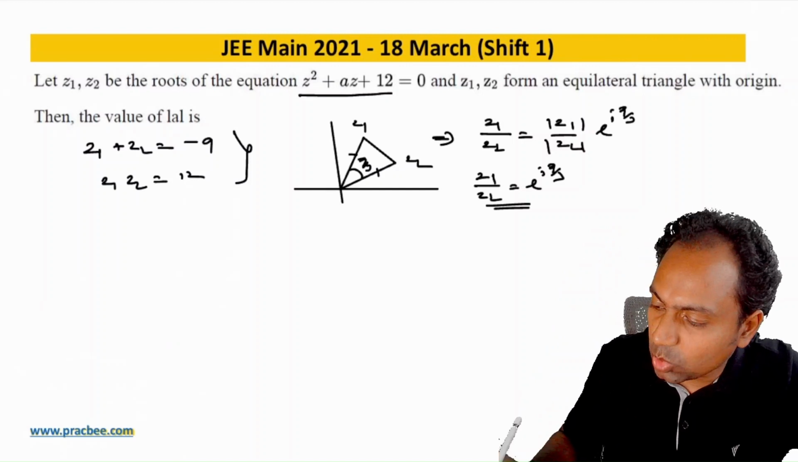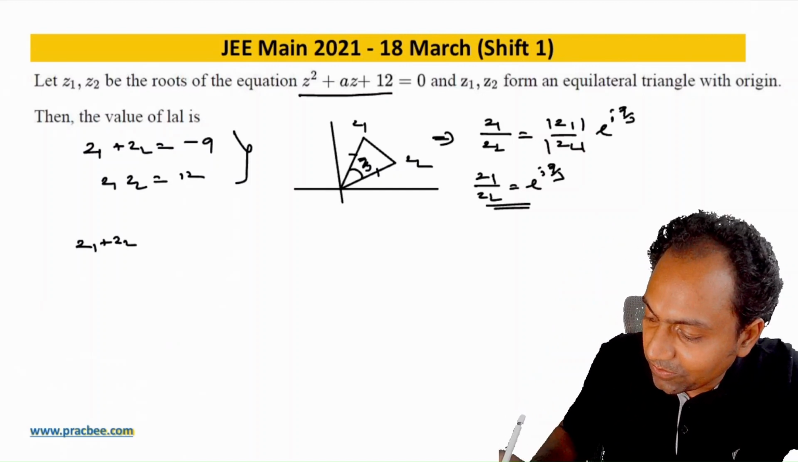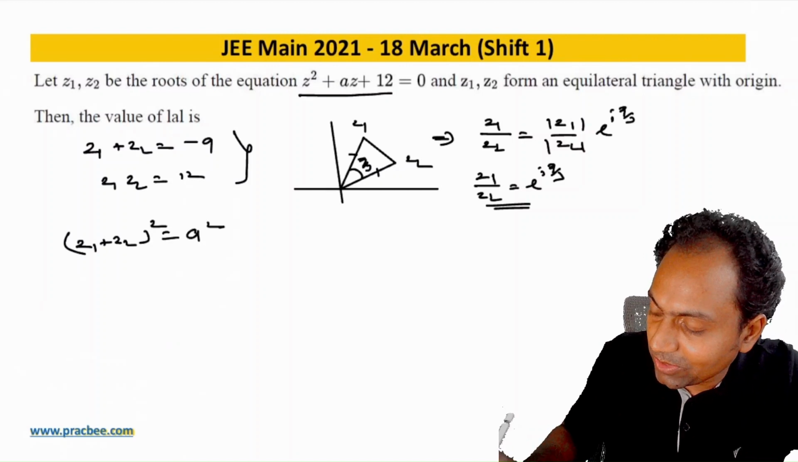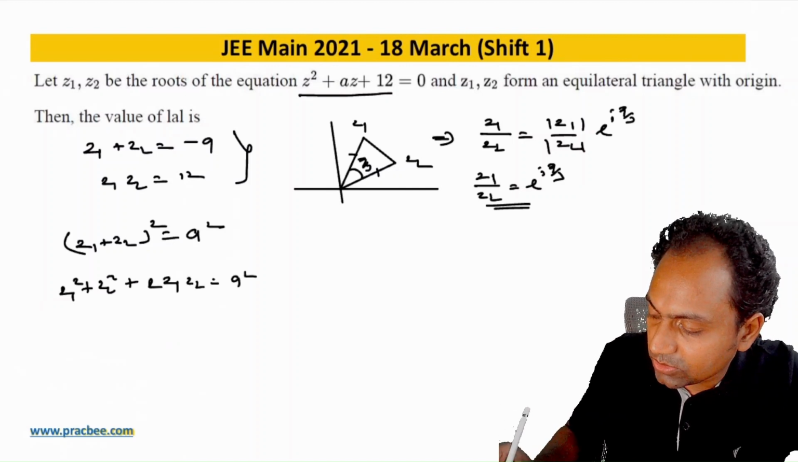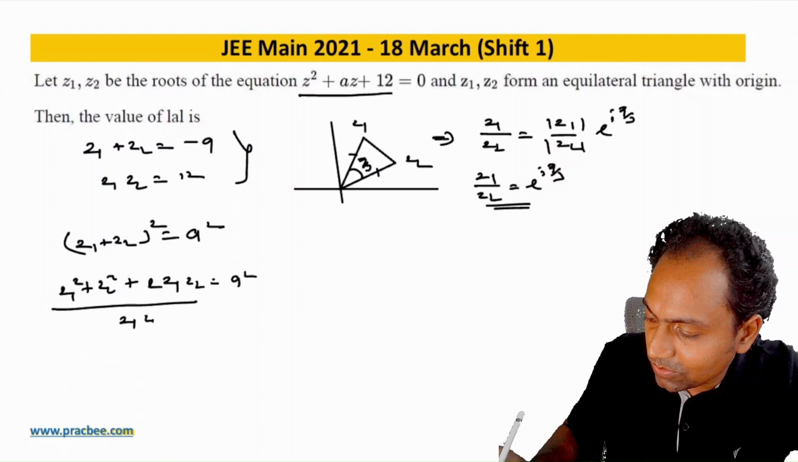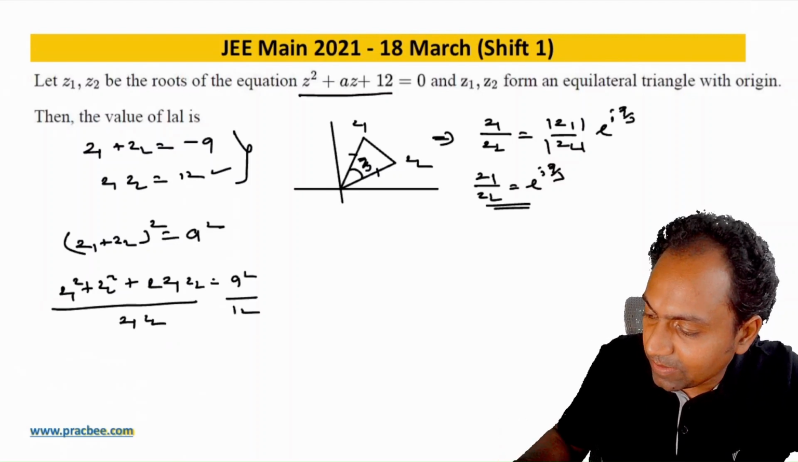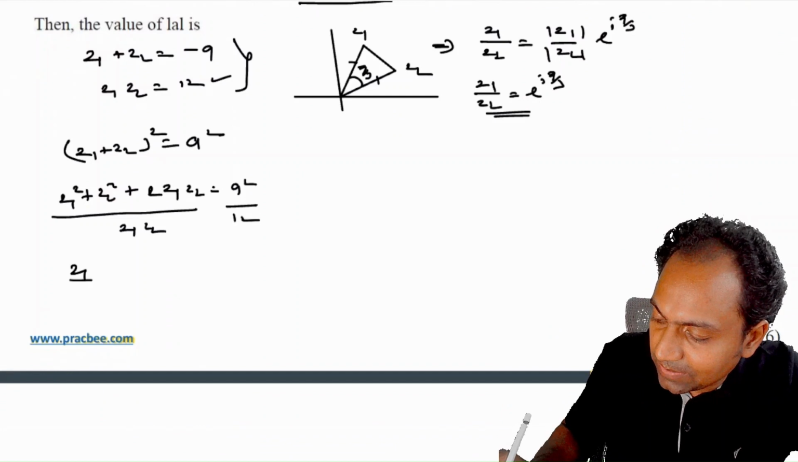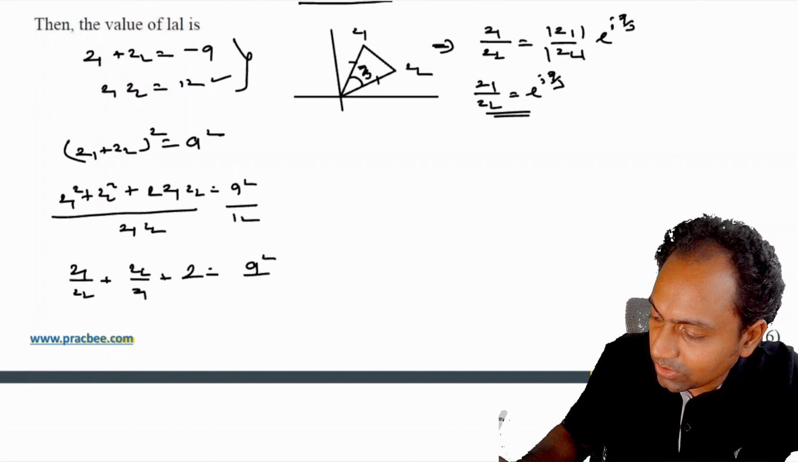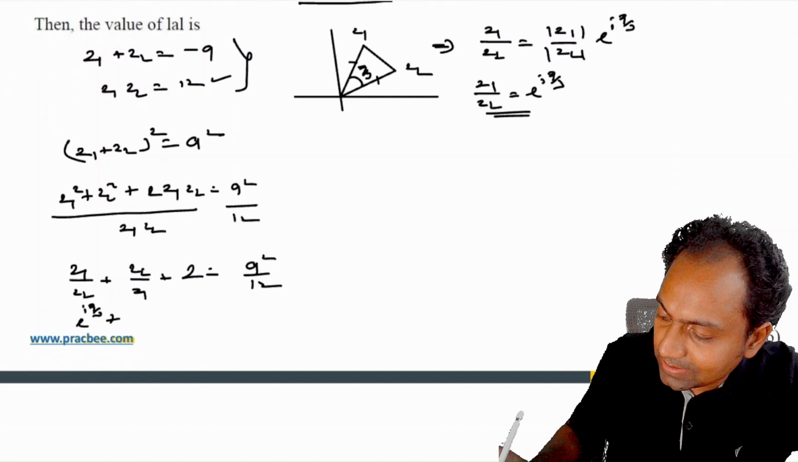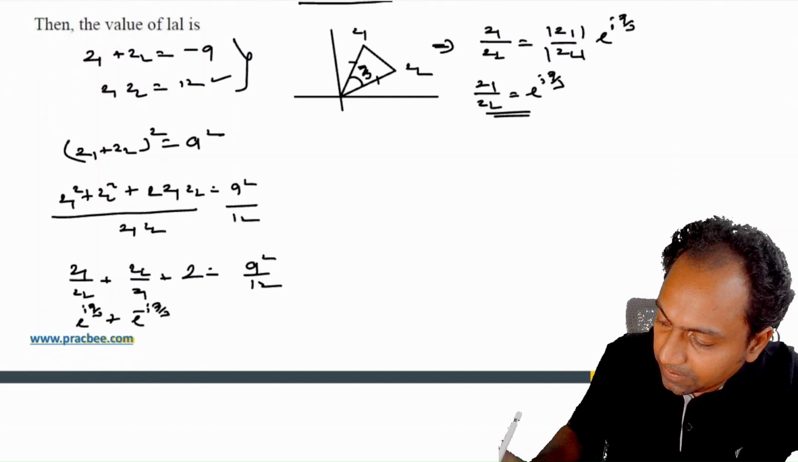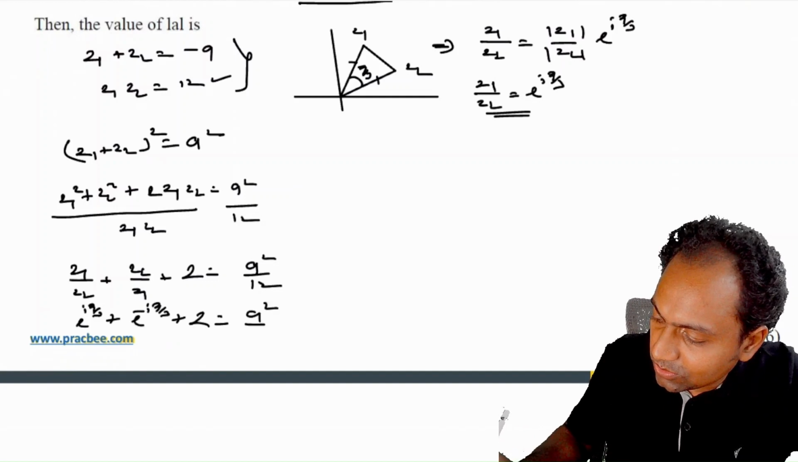Now if I square this first equation that we had, (z1 plus z2) whole square will be equal to a square. And this becomes z1 square plus z2 square plus 2 z1 z2 is equal to a square. And now if I divide this by z1 z2, something very interesting happens. I have divided this by the second equation. This becomes z1 by z2 plus z2 by z1 plus 2 is equal to a square by 12. Now if I put the value of z1 by z2, it is e raised to the power i pi by 3. The second one will become e raised to the power minus i pi by 3, plus 2 is equal to a square by 12.